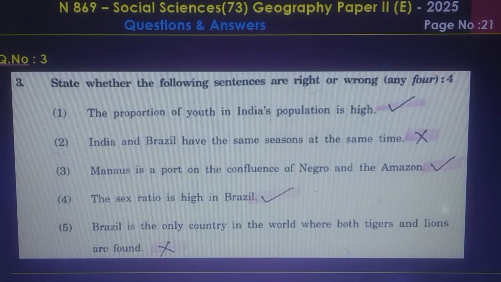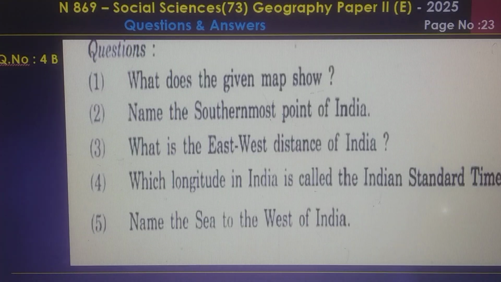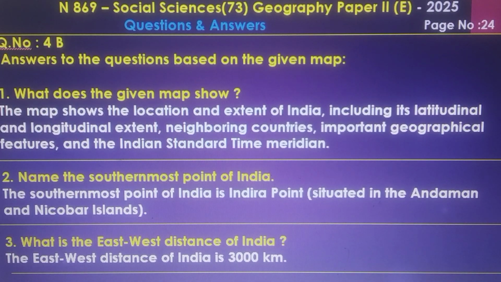Question number 3, the answer is given, and the second and fifth one is wrong, and 1, 3 and 4 is right. The map, question number 4b, and the questions as given here. And the first question in the map: what does the given map show? The map shows the locations and the extent of India, including its latitudinal and longitudinal extent, neighboring countries, important geographical features, and the Indian Standard Time Meridian.